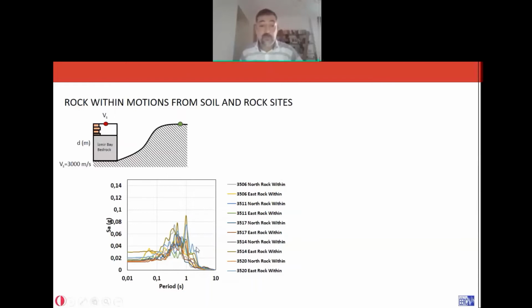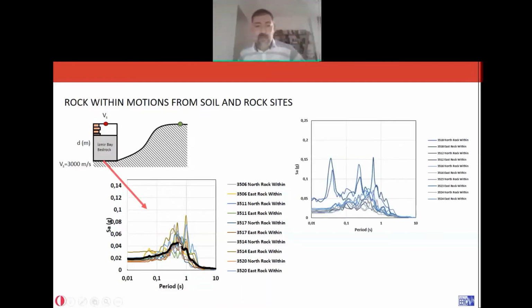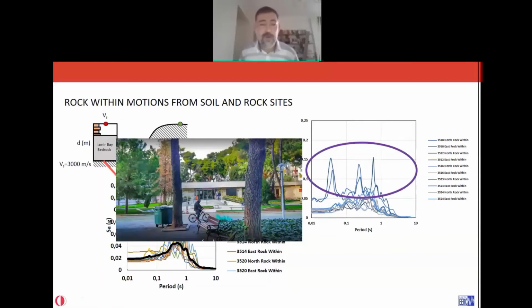These are the within motions at 1,500 meter depth, that means at the seismic bedrock level, obtained by deconvolution of the soil site. Again, their average value. And I'm sorry, these were the values that we obtained from rock motions, and these are from the soil sites. You see one anomaly. One site is really falling out of the range that we expect. This is our 3518 Konak station.